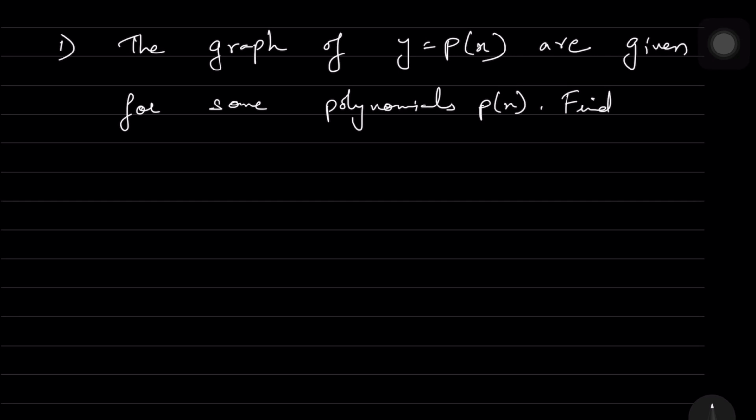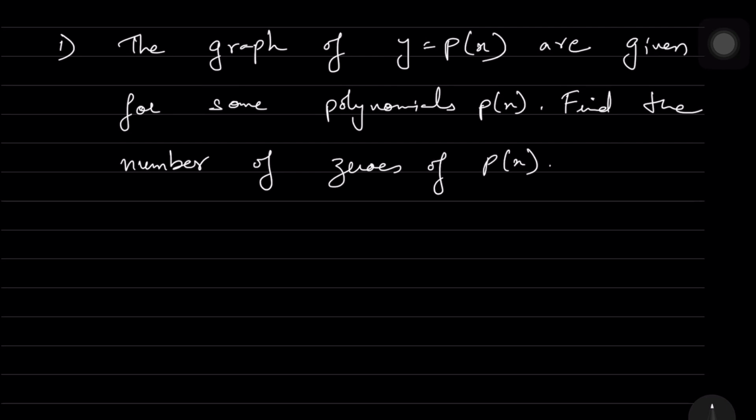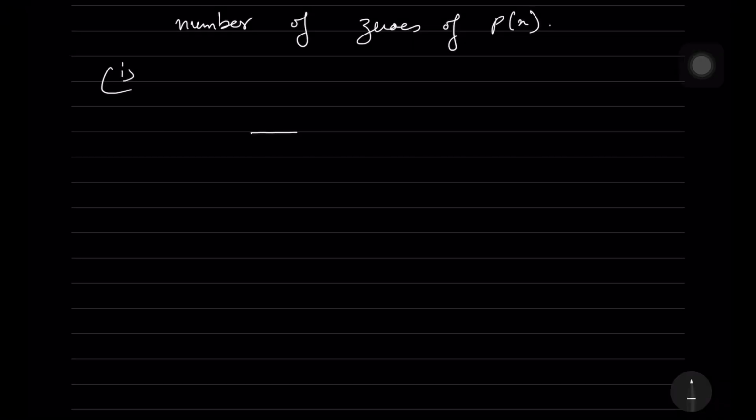So now how do we find the number of zeros for each case? Where the graph intersects the x-axis, at that many points, that many zeros exist. If it is intersecting the x-axis at only 1 point, then 1 zero, at 2 points 2 zeros, at 3 points 3 zeros. So we will see where the graph is intersecting the x-axis only.